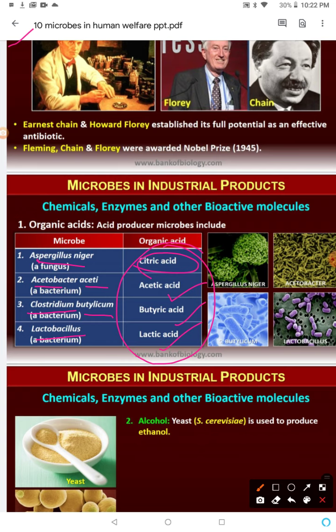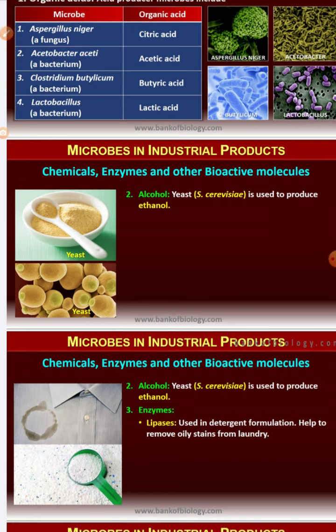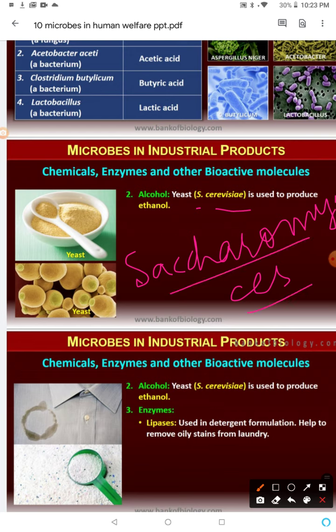The microbes in industrial products like chemicals, enzymes and other bioactive molecules: alcohol is produced from the yeast, that is Saccharomyces cerevisiae, which is used to produce the ethanol. So Saccharomyces, you will have to learn the name. The microbes in industrial products, alcohol is Saccharomyces cerevisiae to produce ethanol.